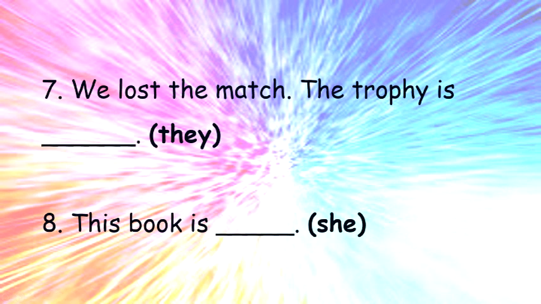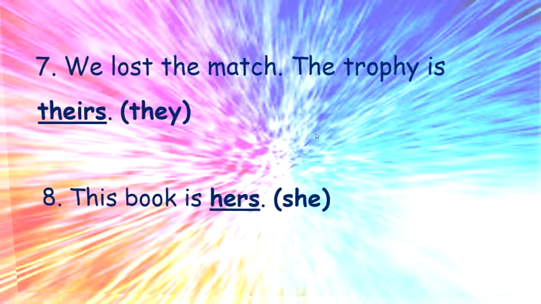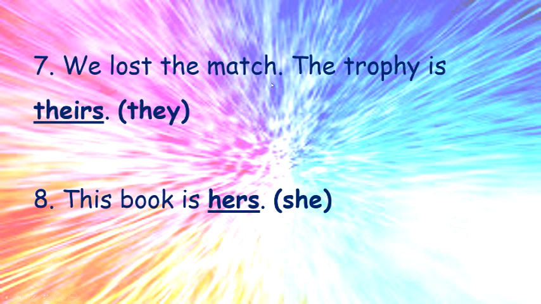I'm sure this task must have been easier for you as you already know a lot about possessive pronouns. Let us see the answers. We lost the match. The trophy is theirs. So they word changes to theirs, and theirs is your third person possessive pronoun. Similarly, this book is hers. Hers is your third person possessive pronoun when it is used for a singular feminine gender.